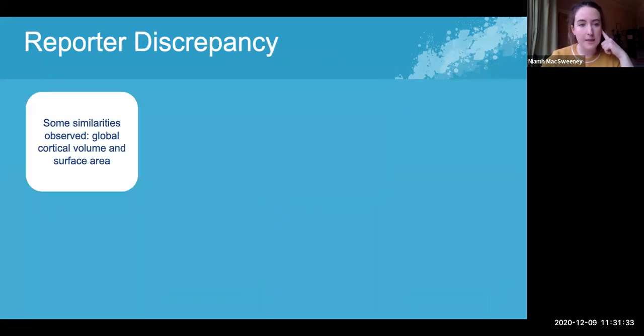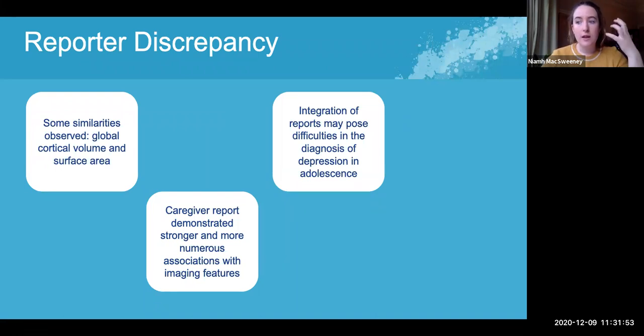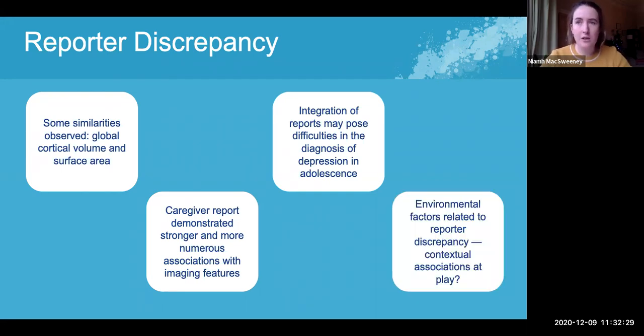So moving on to reported discrepancy. As I said, we did observe some similarities between global cortical volume and surface area. But overall, caregiver report demonstrated stronger and more numerous associations with imaging features. And then when we looked at the factors that are influencing the discrepancy, we found that there are these contextual factors that do seem to be driving the discrepancies. And as I said, the integration of reports may pose difficulties in the diagnosis of depression, because can a caregiver accurately report on the child's inner mental state, and does the young person have the ability to accurately report on their inner state? And we know that this is a neurodevelopmentally sensitive period. So that's something to consider there.